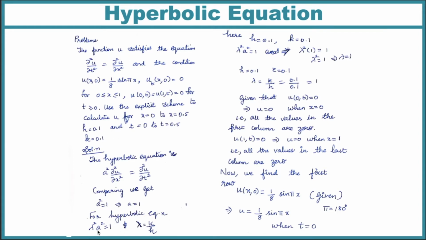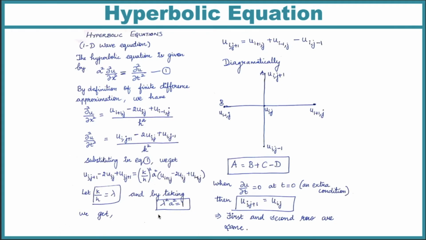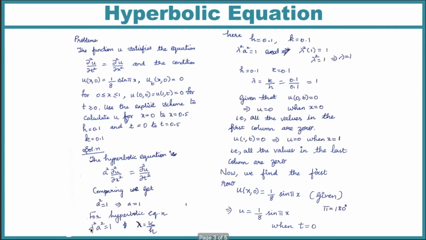For a hyperbolic equation, we know that lambda square a square is equal to 1 and k by h is equal to lambda. Here h is equal to 0.1 and k is equal to 0.1, as given in your question. So lambda square a square, that is lambda square of 1, is equal to 1, so lambda is equal to 1. And we have another condition, lambda is equal to k by h. The value of k is 0.1 and the value of h is 0.1, and 0.1 by 0.1 is equal to 1. So in both ways lambda is equal to 1. Okay, so next we go for the next one.